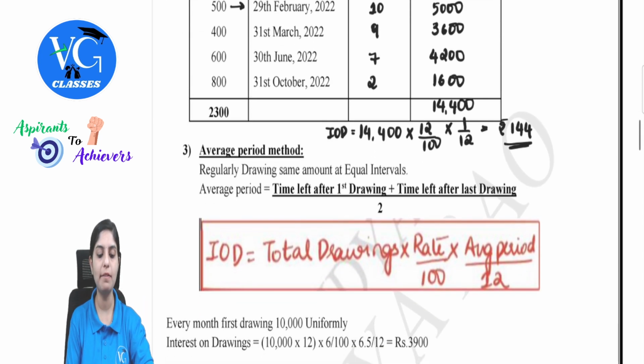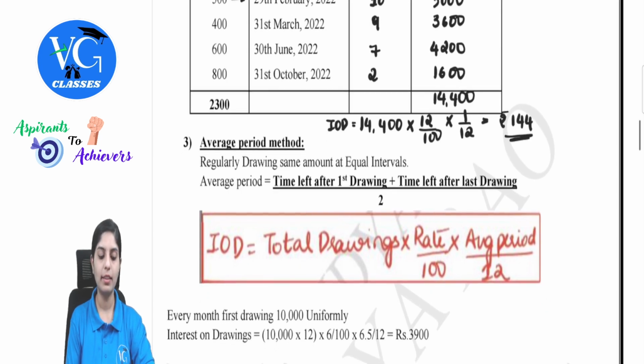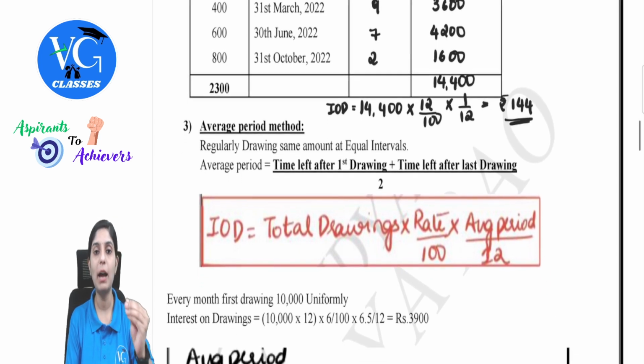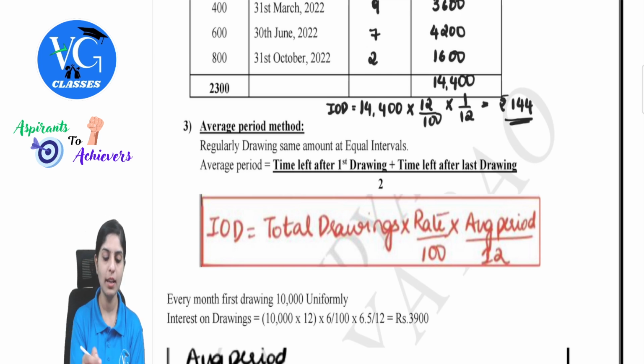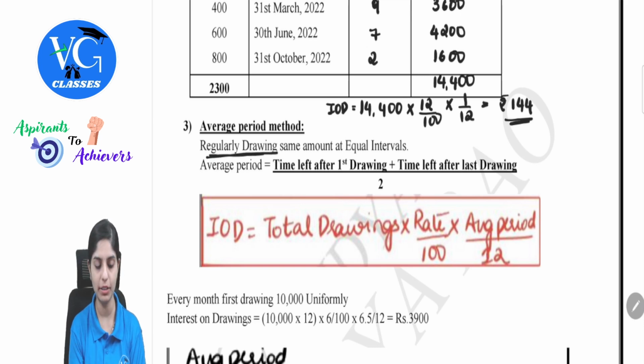The last method here is the average period method. This method has an identification point, that is, how can we consider applying this method to calculate interest: we'll observe a pattern that there will be drawings made at regular intervals. So there will be a regular drawing amount at equal intervals. If this is the pattern we observe, the most suitable method to consider for interest would be the average period method. So first, in order to understand this, we need to find out the average period.